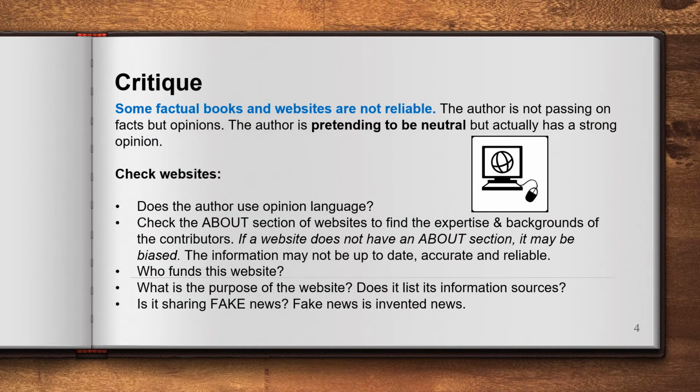Now, some factual books and websites are not really reliable. The author is not passing on facts, but is actually giving opinions. Sometimes the author pretends to be neutral, but actually has a strong opinion. And so I very much suggest that when you give your opinion on a website, check whether the author is using opinion language. Check the About section of the website because it will tell you the expertise and background of the contributors. It's really important to check out whether a website is spreading fake news.